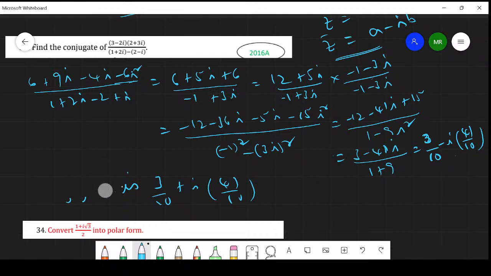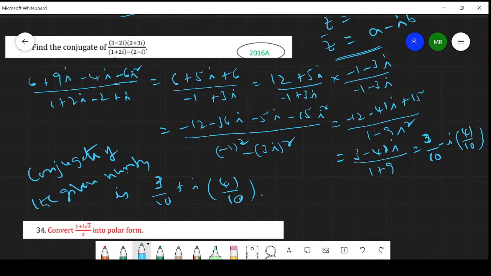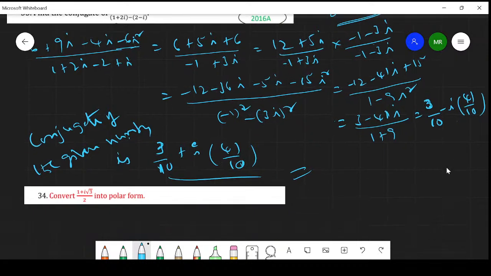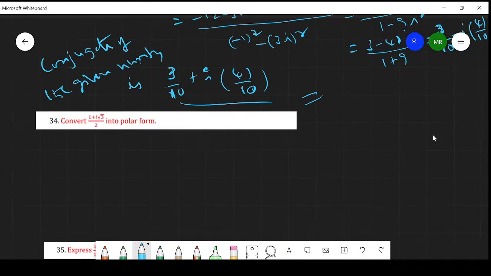Conjugate of the given complex number is 3 by 10 plus i into 41 by 10. So this is our answer. But when they are asking conjugate, change the sign of imaginary part, we will get conjugate. With this I have completed this. Convert, 34th one.